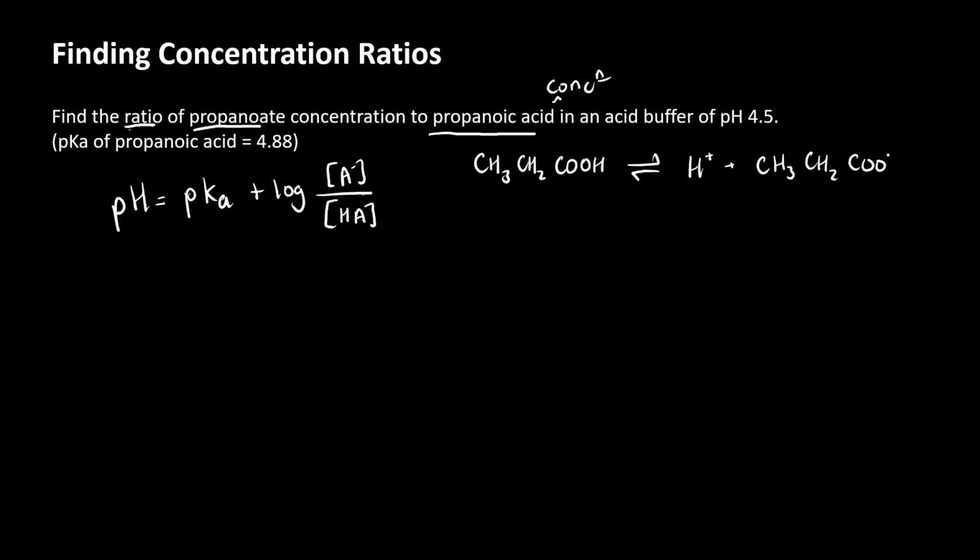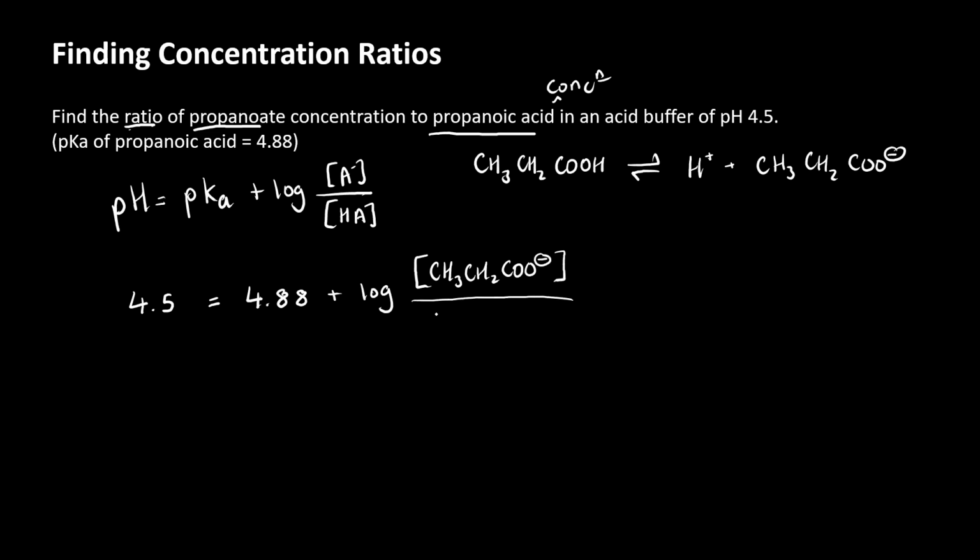So that proton just drops off on the OH group, hydroxy group of the carboxyl functional group. So what we've really got is just putting numbers into an equation. So I've got pH is 4.5 and the pKa is 4.88 plus log. Now the conjugate base is the propanoate. Right, and the HA is just the propanoic acid.